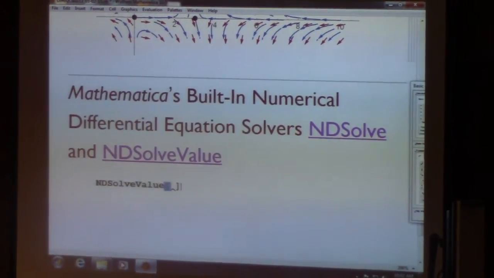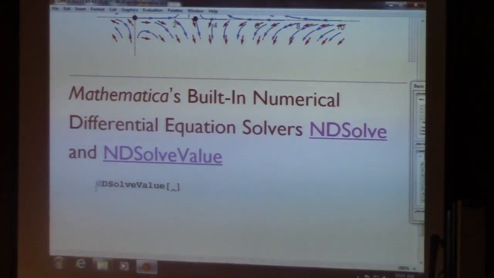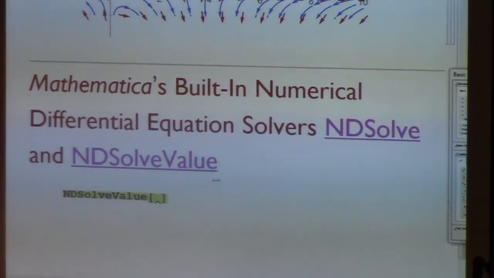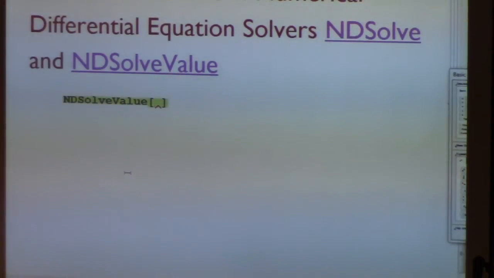NDSolveValue is the numerical analog of DSolveValue. Capital N makes it a numerical algorithm here. I can type in the system of differential equations like this. Capital R prime of t equals equals. Now I could type the entire right-hand side that I had originally, or since I already defined the function little f, I can also use little f.